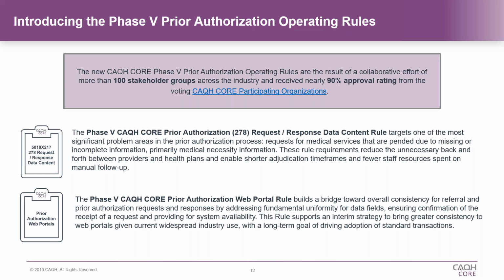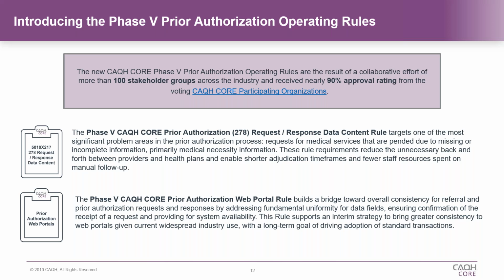The second rule in the rule package is the prior authorization web portal rule. Again, this tries to build consistency and uniformity between how the different tools in the marketplace exist today to help providers more consistently and more uniformly use these tools, because they are very common, very popular, but also very burdensome for providers. And so there are requirements addressing some of the data fields, ensuring confirmation of receipt of a transaction, as well as system availability. Again, a very high level list of the requirements. We'll go into more detail in just a moment.